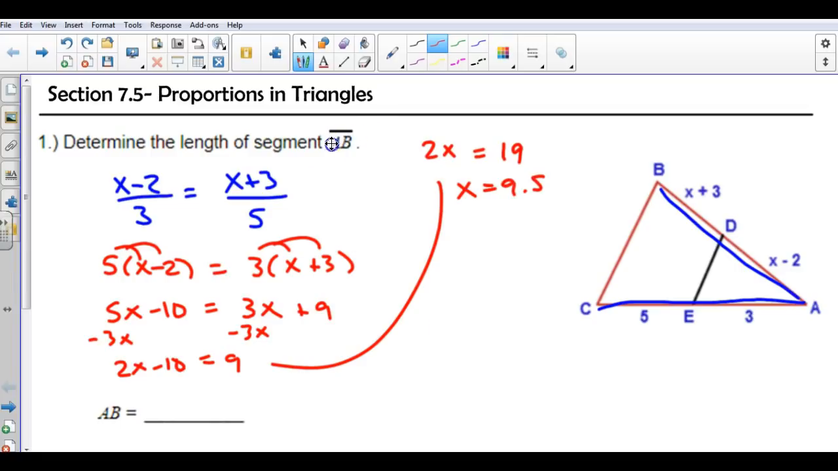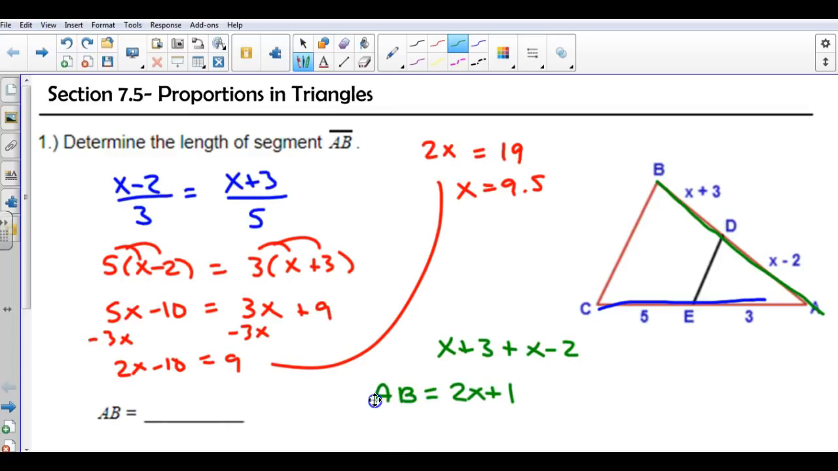So in this problem, I want to find the length of segment AB. So what I'm going to do is substitute x into both of these values here. Or, again, we can write an expression for the entire segment length. So I'm actually going to do that. So this entire segment here would have x plus 3 plus x minus 2, which is 2x plus 1. Now, if I want to find what AB is, all that I have to do is substitute my x in for that one time. So 2 times 9.5 plus 1. We know that 2 times the 9.5 is 19. And then 19 plus 1 gives me a length of 20.